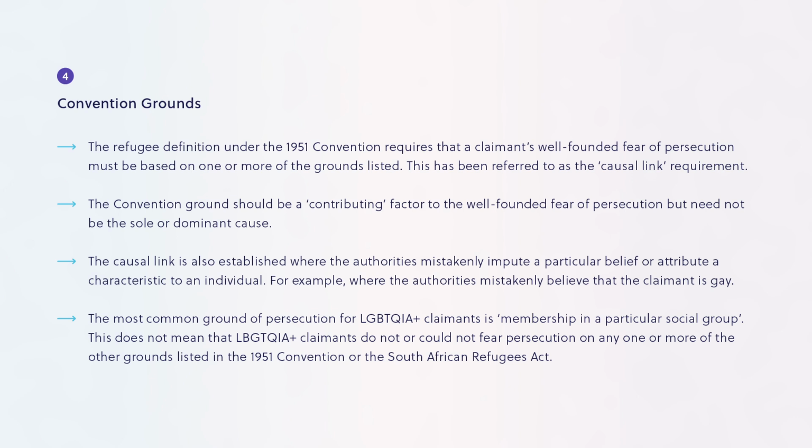The most common ground of persecution for LGBTQIA+ claimants is membership in a particular social group. This does not mean that LGBTQIA+ claimants do not or could not fear persecution on any one or more of the other grounds listed in the 1951 Convention or the South African Refugees Act.